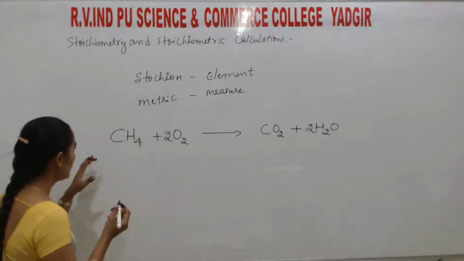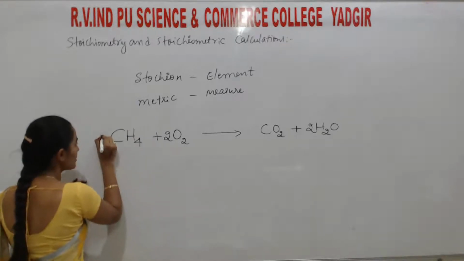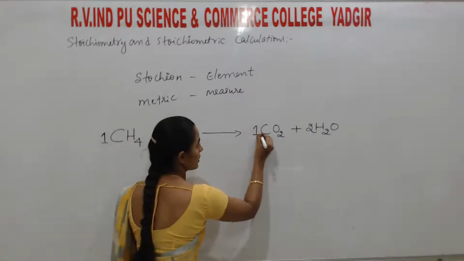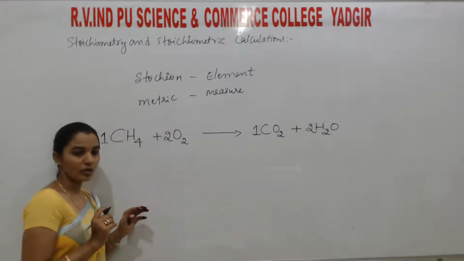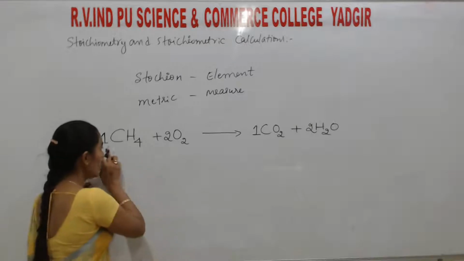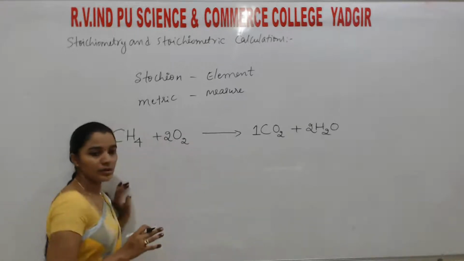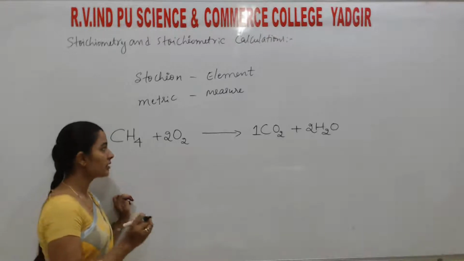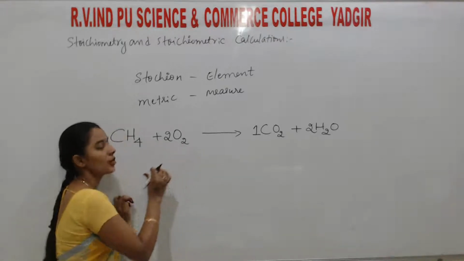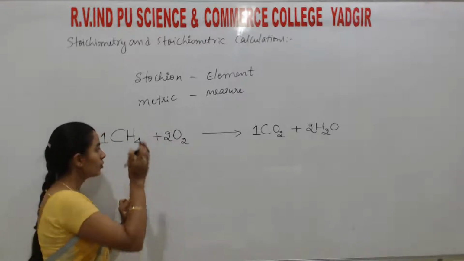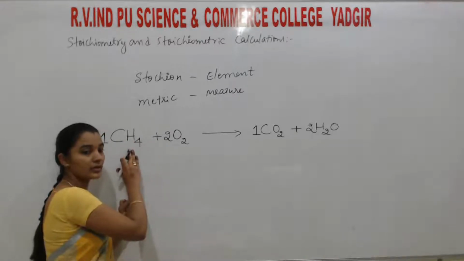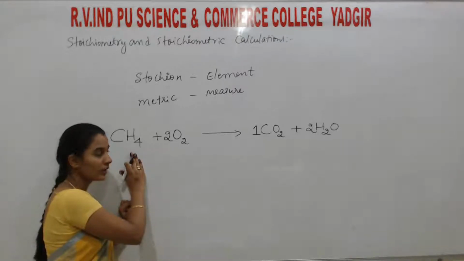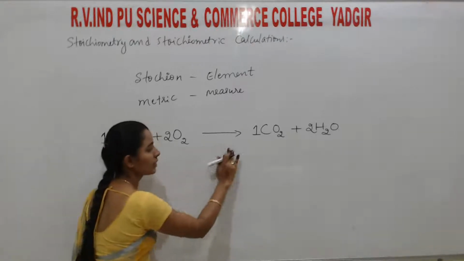Here, if nothing is written, it means 1. So these 1, 2, 1, 2 are the stoichiometric coefficients. That means how many moles of oxygen are required to completely burn CH4, that is, for complete combustion of methane. This is the balanced chemical reaction.